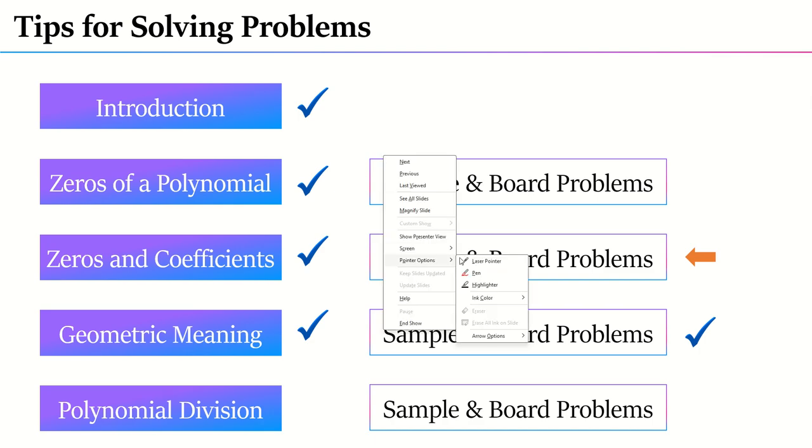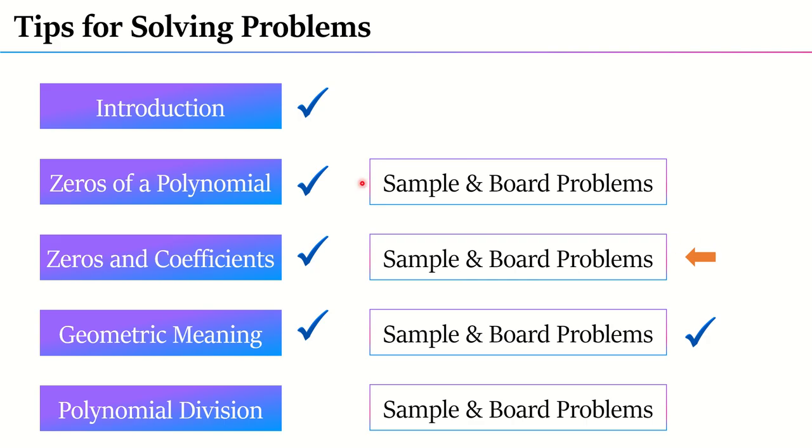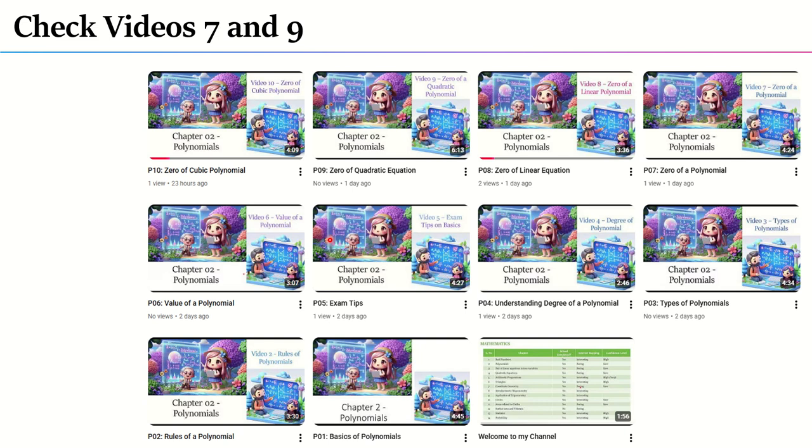So presently, we are working. Whatever we have completed is in the checkbox here. We have finished seeing the basics. We have solved the problem for geometric meaning, and now we are here solving the problem for zeros of a polynomial and its coefficients. In case you directly landed on this video, you may need to check video 7, zero of a polynomial and zero of a quadratic equation, in order to understand the problems of this video.